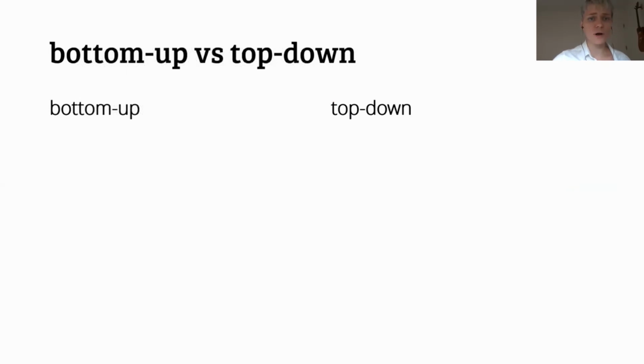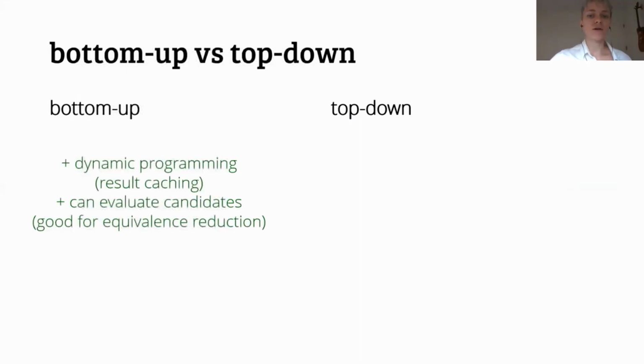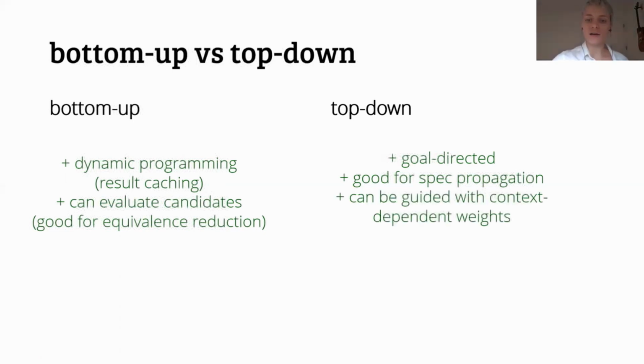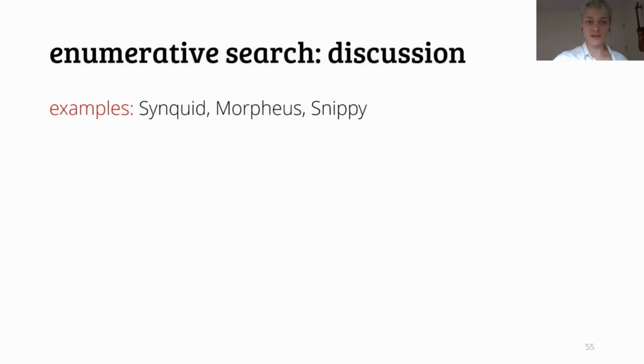So just to wrap up about enumerative search, there are these two main ways of doing that. The bottom-up search, which basically is the dynamic programming algorithm, which is great because it gives you a lot of caching, and that makes it efficient. And it's a very good fit for equivalence reduction because you can evaluate candidates, since all your candidates are complete programs. On the other hand, top-down search has sort of the opposite set of advantages and disadvantages. It's goal-directed, it's good for top-down specification propagation, and it also can be guided with more precise learned weights. Some examples of enumerative synthesizers that I have mentioned before are Synquid, Morpheus, and Snippy.